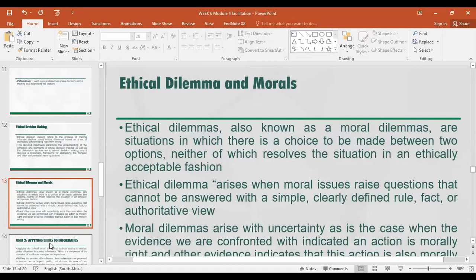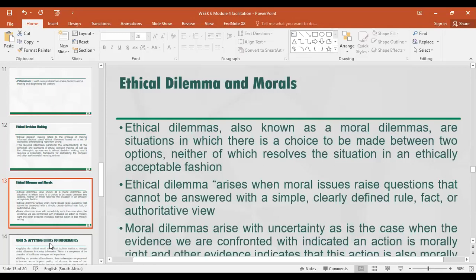Ethical dilemmas, also known as moral dilemmas, are situations in which there is a choice to be made between two options, neither of which resolves the situation in an ethically acceptable manner. It arises when moral issues raise questions that cannot be answered with a simple, clearly defined rule, fact, or authoritative view. Moral dilemmas arise with uncertainty, as when the evidence we are confronted with indicates an action that is morally right, and on the other hand also indicates it is morally wrong.